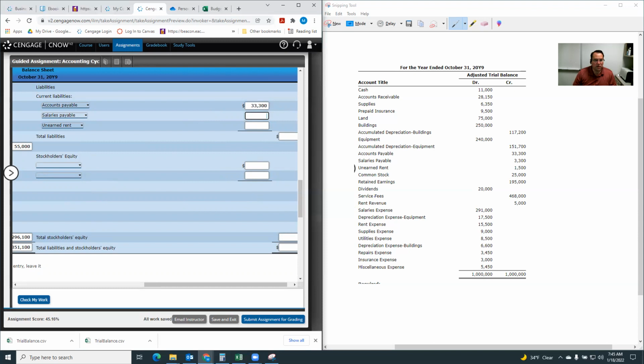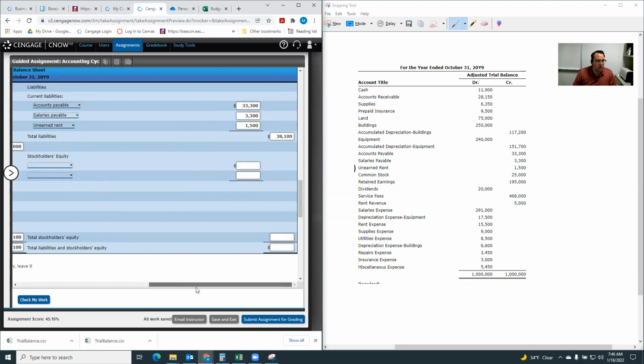Where am I at here? Let's see. We are 3,300 for salaries payable and 1,500 for unearned rent. Total is 38,100. That's our current liabilities.